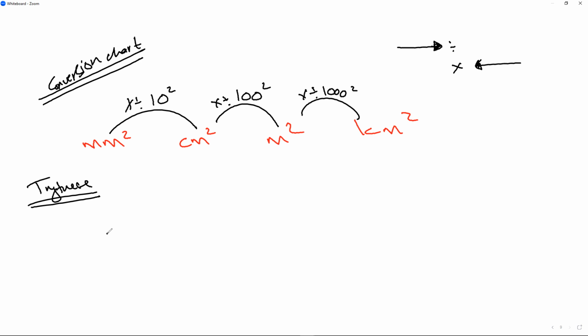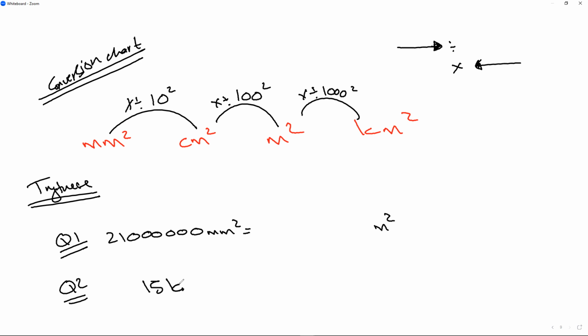Suppose I've got 21 million millimeters squared, and I want to convert it into meters squared. Try that one. And the next one, I've got 15 kilometers squared, and I want to convert it into centimeters squared. Okay, go for it. Press pause and then continue.